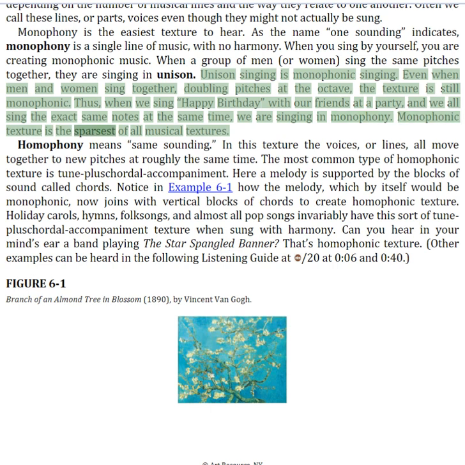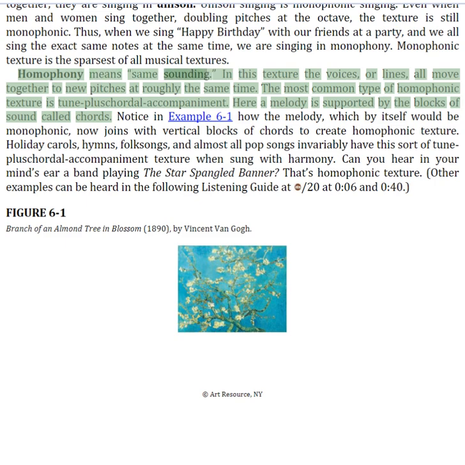Monophonic texture is the sparsest of all musical textures. Homophony means same sounding. In this texture the voices, or lines, all move together to new pitches at roughly the same time. The most common type of homophonic texture is tune plus chordal accompaniment. Here a melody is supported by the blocks of sound called chords.